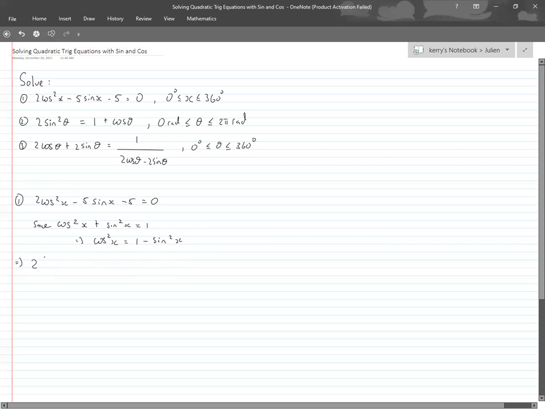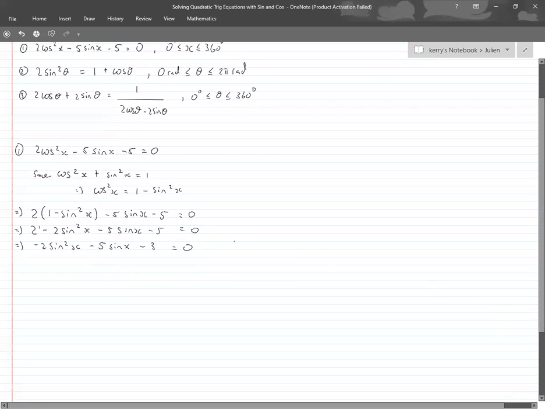So this will give us 2 into 1 minus sine squared x minus 5 sine x minus 5 is equal to 0. Expand out our brackets here. This will give us 2 minus 2 sine squared x minus 5 sine x minus 5 is equal to 0. Now let's simplify it one more step: minus 2 sine squared x minus 5 sine x. Don't forget this number and this number here, which will give us minus 3 is equal to 0.